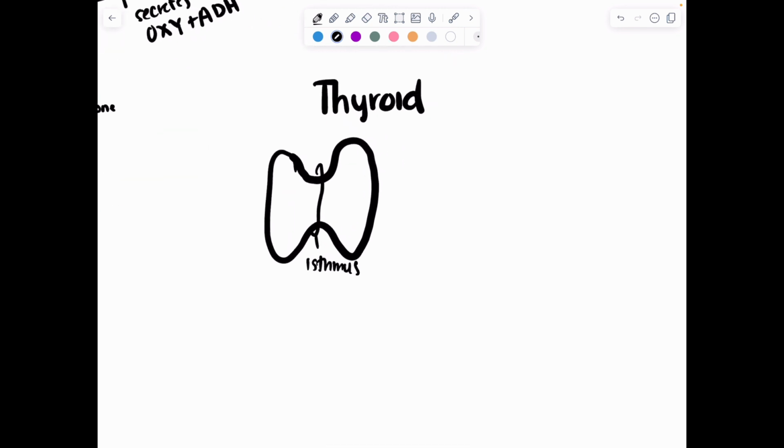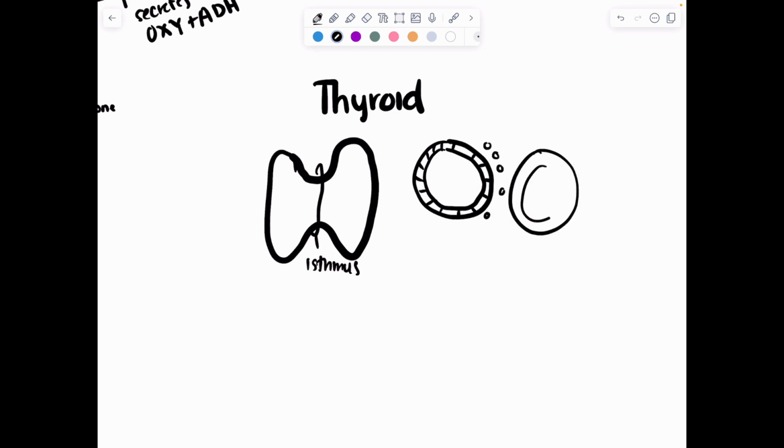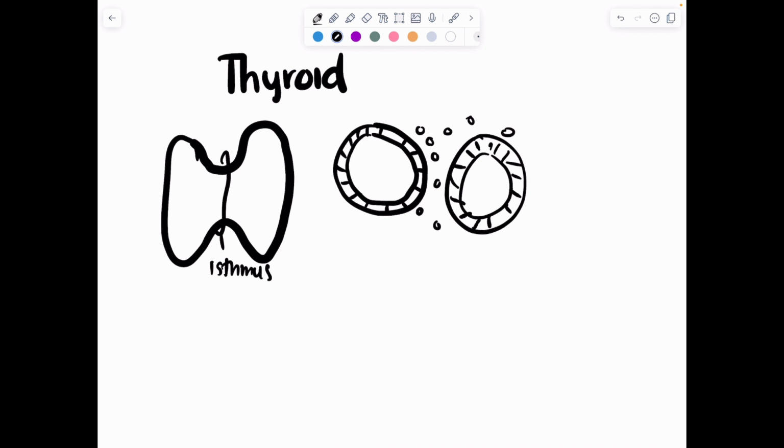Now, if we were to zoom in and look at how a thyroid is designed, it has these follicles that look like this. In the middle, it has thyroglobulin, which is one of the components that it needs to create thyroxine. And then it also has cells on the outer area. It has a bunch of these, so it'll have multiple follicles, and then it'll have these cells on the outside. Both of these different cells are creating different hormones.